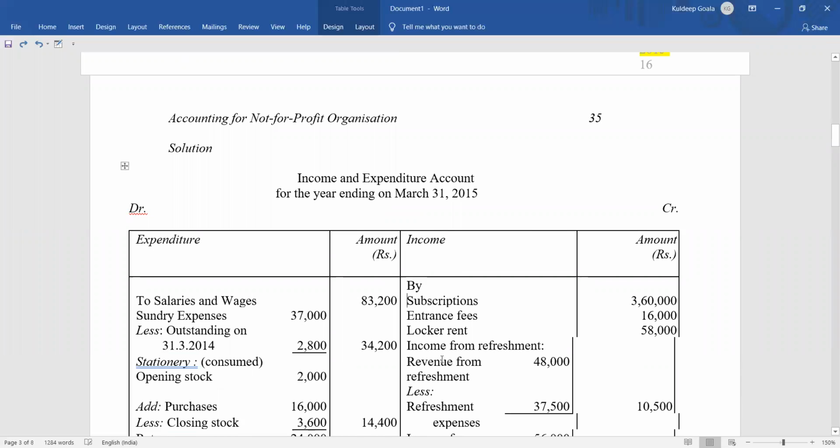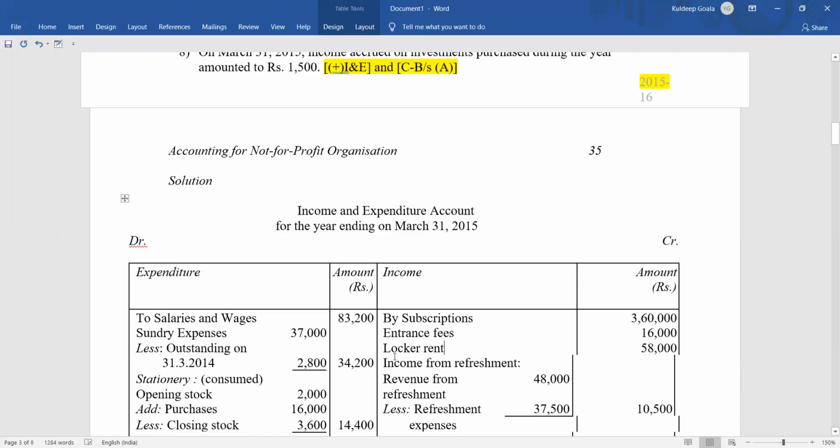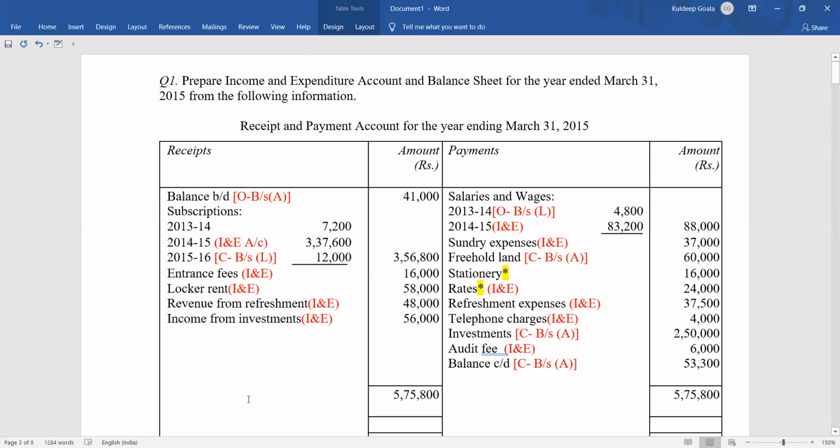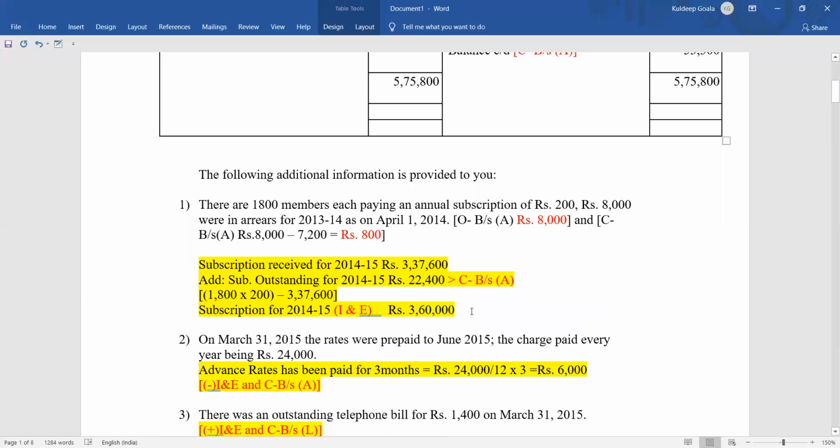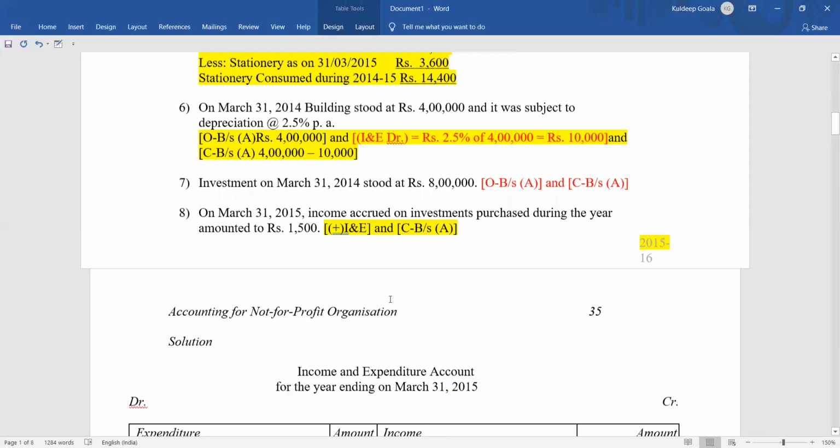Okay, now let's start. So first of all, what do we have? Let's take the expenditure side first. We'll start with salary and wages. From there, we are going to have only 2014-15. How much is that? 83,200 rupees, right? And there is no other adjustment with the salary and wages, as we have seen in the adjustments. So directly we can go with that.